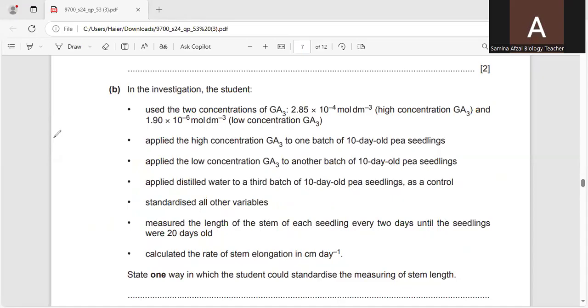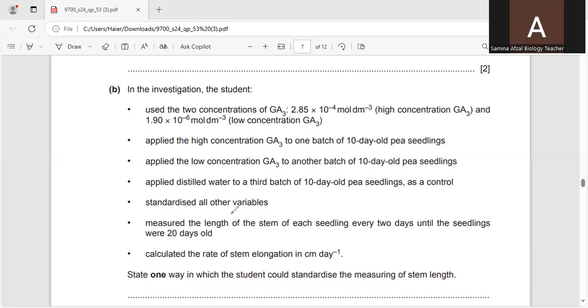So in the investigation, the student used two concentrations of GA3: 2.85 × 10^-4, the high concentration, and 1.90 × 10^-6, the low concentration. Applied the high concentration GA3 to one batch of 10-day-old pea seedlings, applied the low concentration GA3 to another batch, so both concentrations high and low. Then applied distilled water to a third batch of 10-day-old pea seedlings as a control.